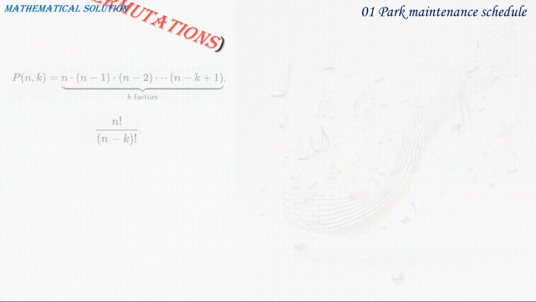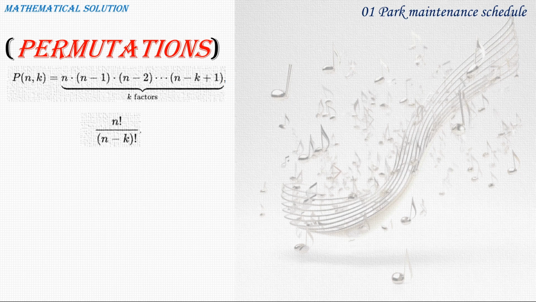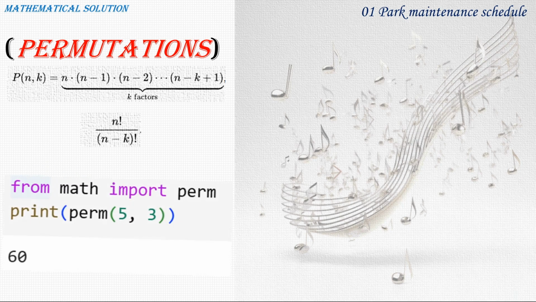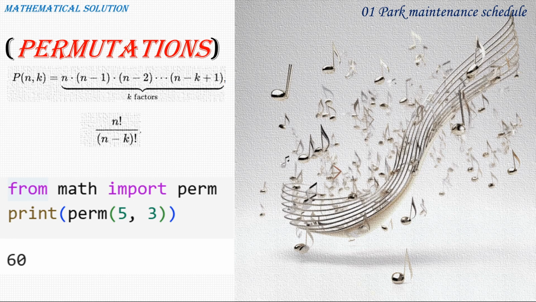The first question is what we want to select. The answer: we select 3 days out of 5. The second question is whether the order is relevant. Answer: yes. Therefore, we count the permutations and we get the correct answer, 60. Python can help us here too, since the math library has a function for calculating permutations, perm. Let's continue to apply what we learned to the second task.